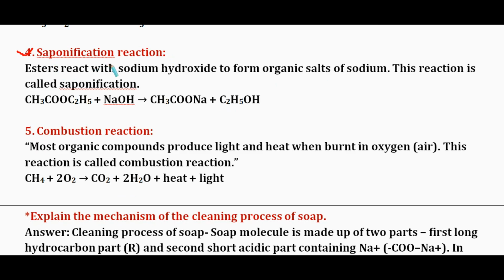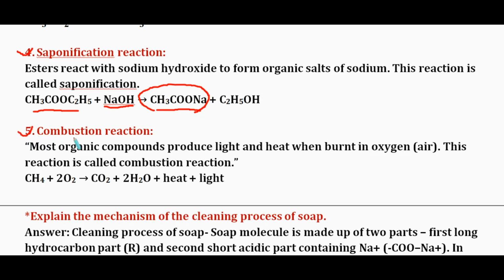Next is saponification reaction. Esters react with sodium hydroxide to form organic salts of sodium. This reaction is called saponification. This is ester and this is sodium hydroxide and it forms organic salts. This is known as saponification and it is a form of soap.